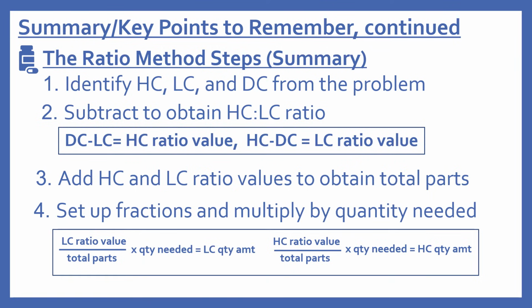Next, you'll add the HC and LC ratio values to obtain the total parts, and then set up fractions and multiply by the quantity needed. So you'll set up a fraction with the low concentration ratio value over the total parts and multiply that by the quantity needed. That will give you your low concentration quantity amount. And then for the high concentration ratio value over the total parts times the quantity needed, that will give you your high concentration quantity amount.